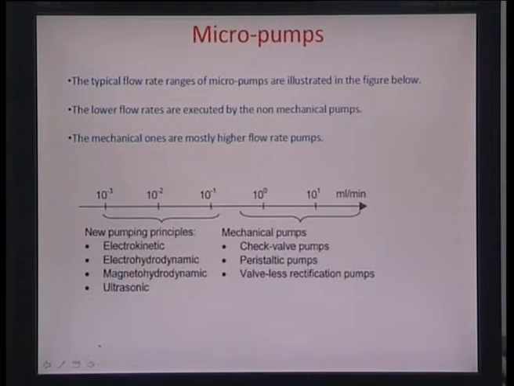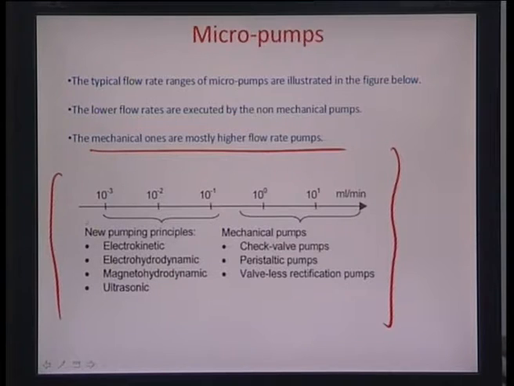Let us look at some of the comparative flow rates of these micro pumps as illustrated in the figure below. Typically, mechanical ones have the highest flow rates. Non-mechanical pumps are actually low on flow rate characteristics. That is because the amount of energy density that you may have to add per unit volume displacement of fluid is comparatively higher in this case. The energy requirement is higher in this case.